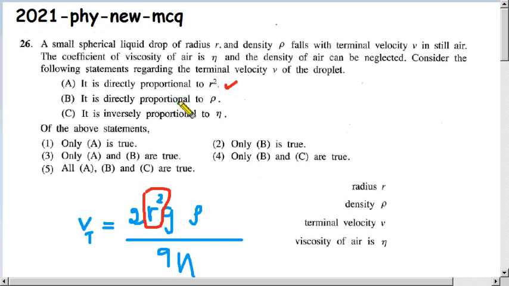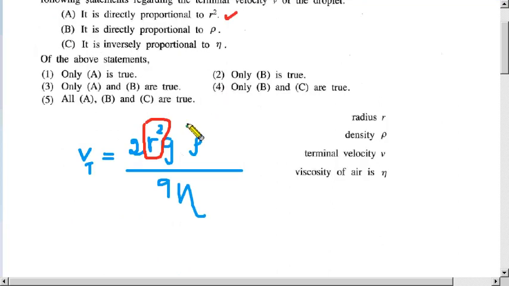Then, directly proportional to rho, the density, that is also correct because it is also in the numerator. Inversely proportional to eta is also correct, because eta is in the denominator, under the line. So all A, B and C are true, which means the answer is 5 for this question.